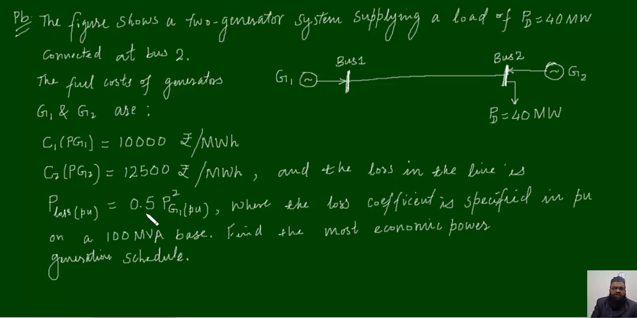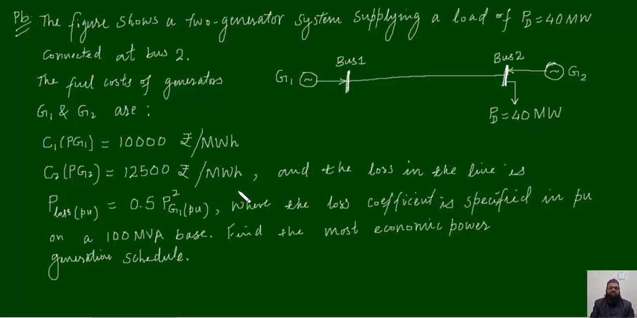And the loss in the line, the loss formula, is given by 0.05 PG1 squared. Obviously losses will occur because of PG1. PG1 is being transmitted through this line to this location, and PG2 is directly feeding the load, so no transmission loss will be there. So it is given that P loss is 0.5 PG1 squared in per unit, where the loss coefficient is specified in per unit on a 100 MVA base.